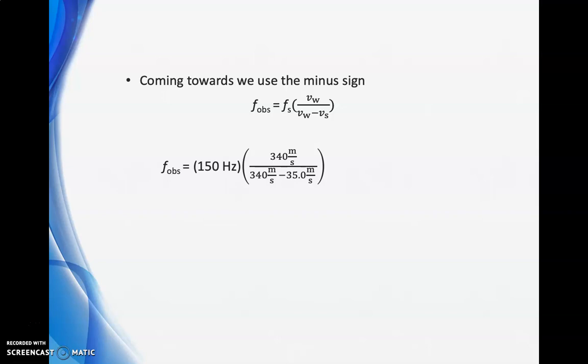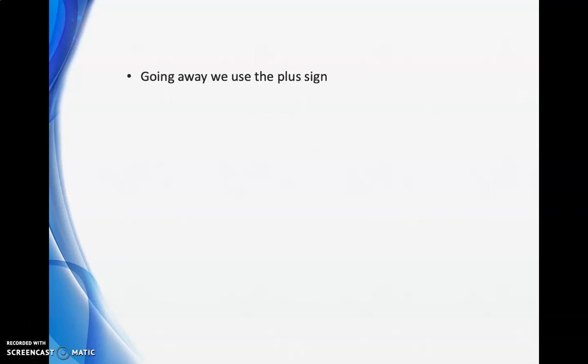So the frequency of the source is 150 hertz, and the speed of sound is 340 meters per second, and the train is coming towards us, or the person on the side of the tracks, at 35 meters per second. So we're going to use that minus sign. If we add all that and multiply them together, we get 167 hertz.